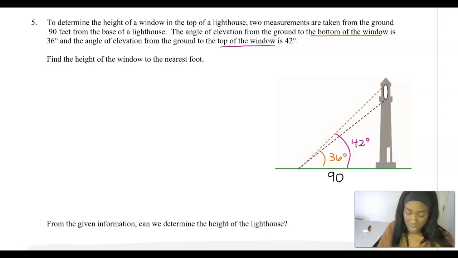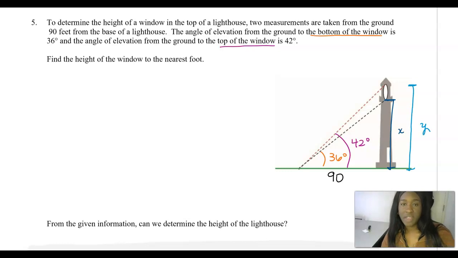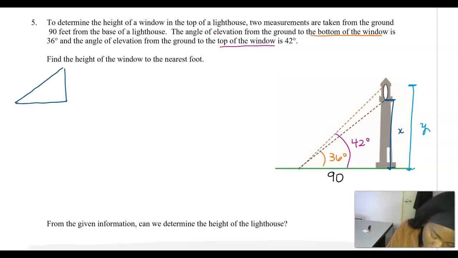So how we're going to do this is think of this as two separate triangles. One where we can find this vertical distance to the bottom of the window, which I will call x, and another where we can find this vertical distance to the top of the window, which I will call y. So we'll have to find y and find x and then subtract them. We're really working with two separate triangles here. We're working with the smaller triangle that has the 36 degree angle, and the side opposite that is x.